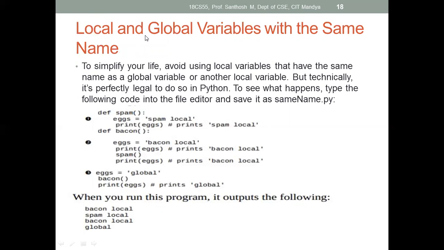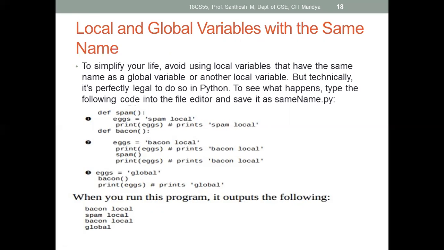Okay, so local and global variables with the same name. Next we see what happens if the local variable and global variable have the same name. But as best practice, you need to avoid this because the coder will get confused. A developer will get confused if you write a program like this. See here in this program, local and global variables have the same name.